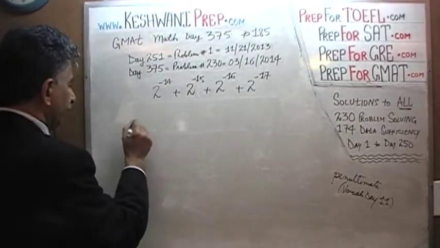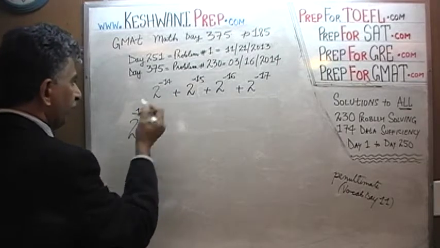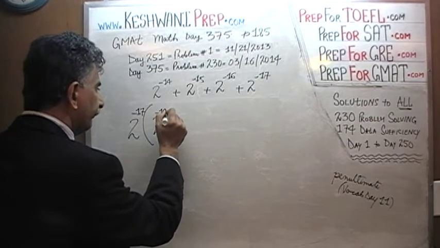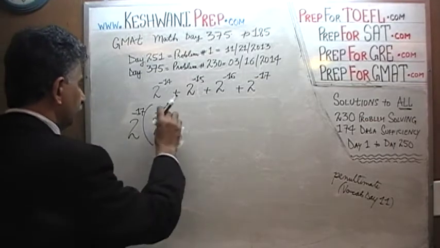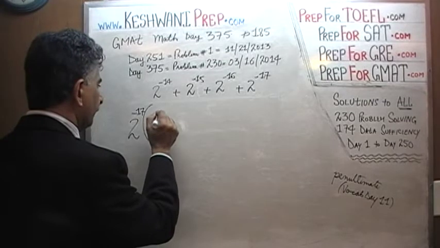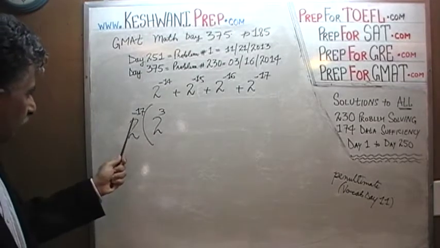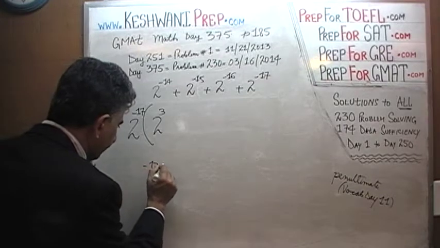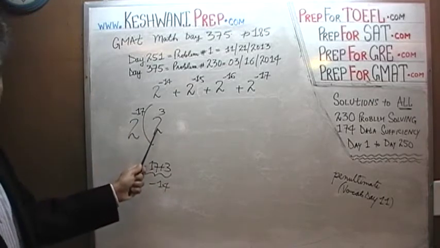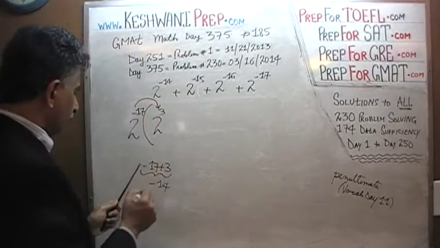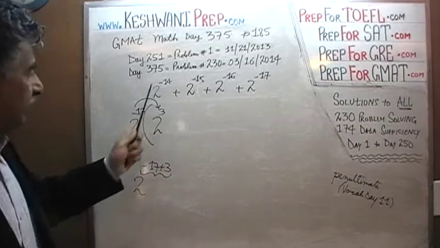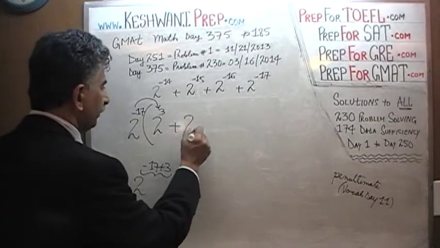So let's do that. If we take out 2 raised to negative 17 as a common factor, then what are we left with here? See, 2 raised to negative 14, if we take out negative 17 as a common factor, we need to get back to negative 14. So we'll have to have 3 here, because negative 17 plus 3 is going to give us negative 14. See, when we open the parenthesis, 2 raised to negative 17 times 2 raised to 3, this quantity times this quantity is going to give us 2 raised to negative 17 plus 3, and negative 17 plus 3 is going to give us the negative 14 that we have here. Similarly here, we'll end up with 2 raised to 2.